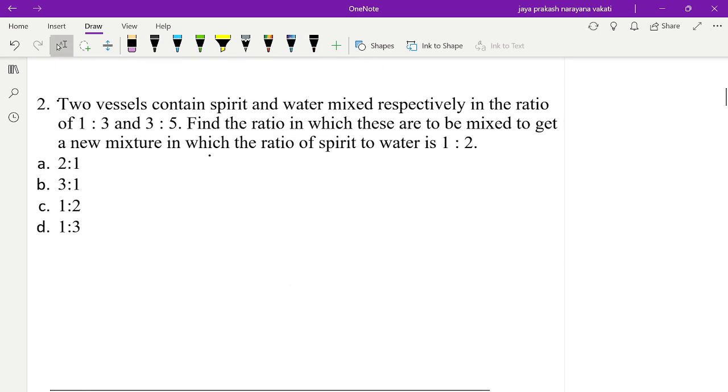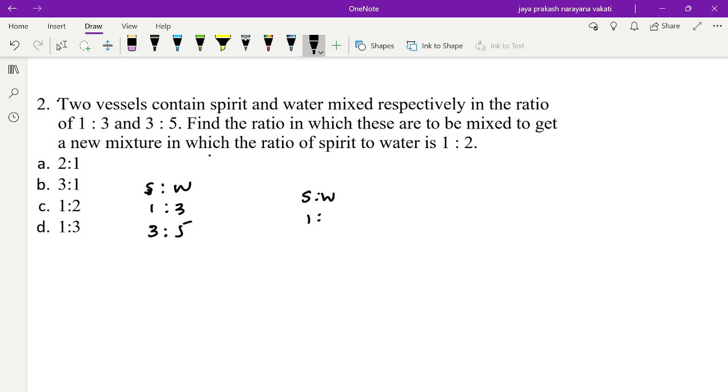So this is given, guys. The problem is similar to our first problem, but here it is given that two vessels contain spirit and water mixed respectively in the ratio of 1 is to 3 and 3 is to 5. Find the ratio in which these are to be mixed to get a new mixture in which the ratio of spirit to water is 1 is to 2. So initial ratios were given as 1 is to 3, 3 is to 5, and some quantity x from the first vessel and y from the second vessel was taken, and the resultant mixture spirit to water ratio is 1 is to 2.